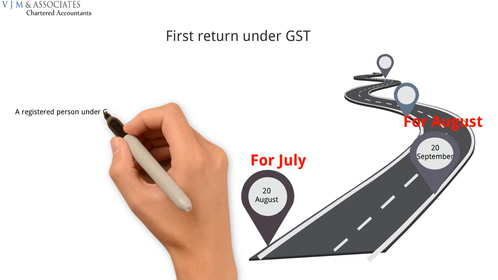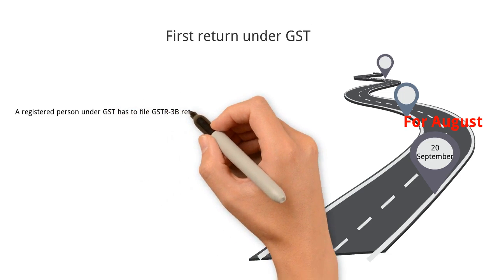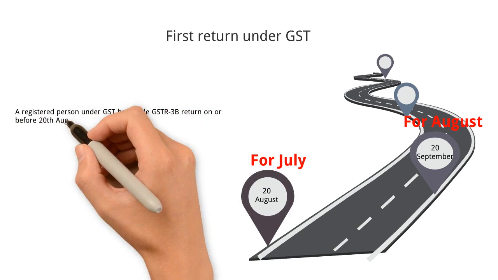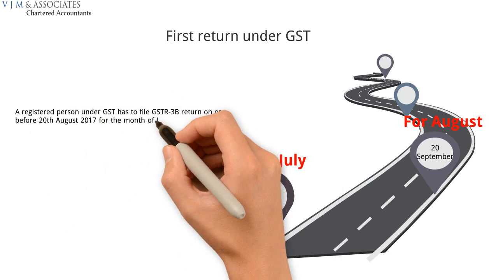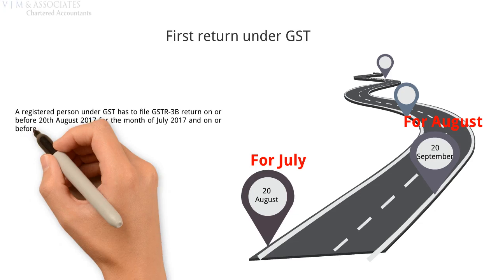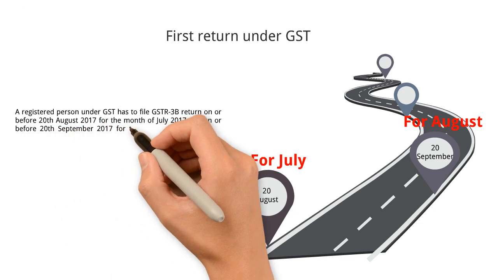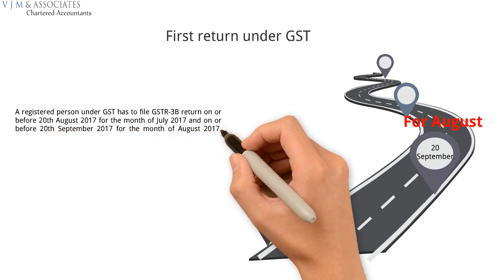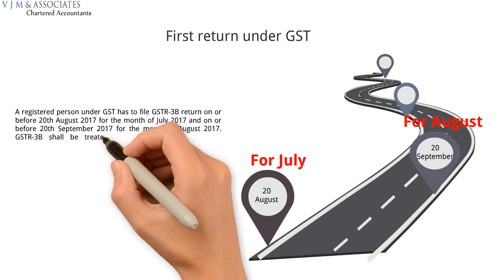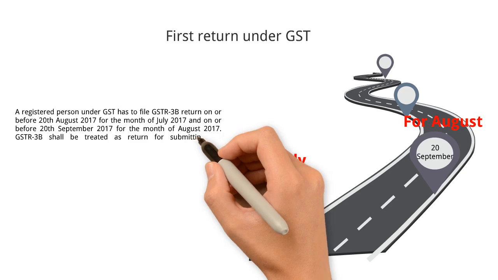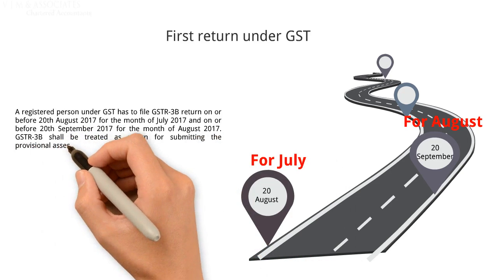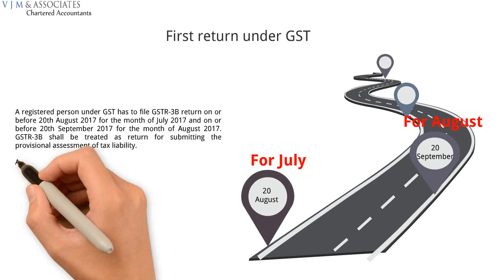A registered person under GST has to file GSTR 3B return on or before 20th August 2017 for the month of July 2017 and on or before 20th September 2017 for the month of August 2017. GSTR 3B shall be treated as return for submitting the provisional assessment of tax liability.